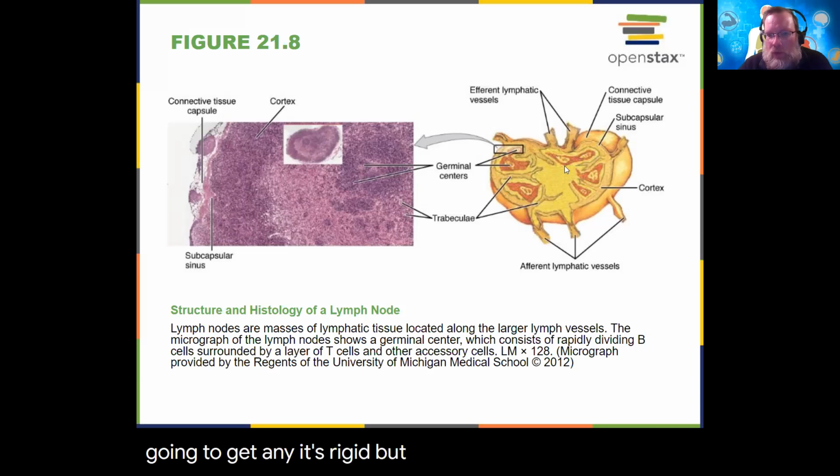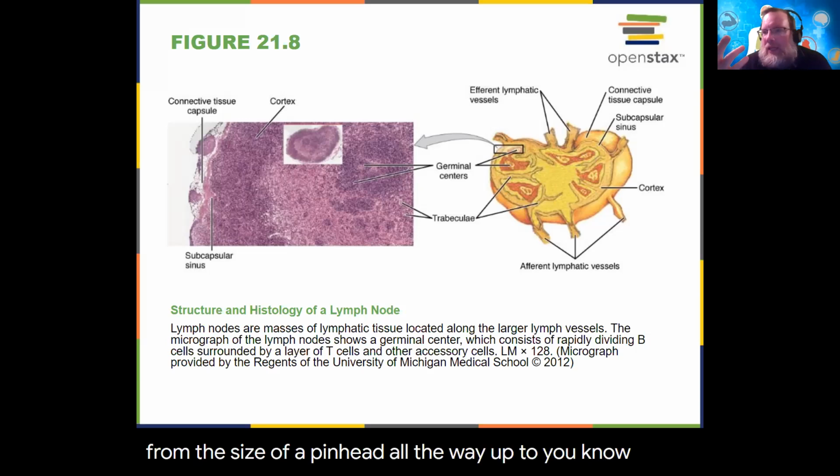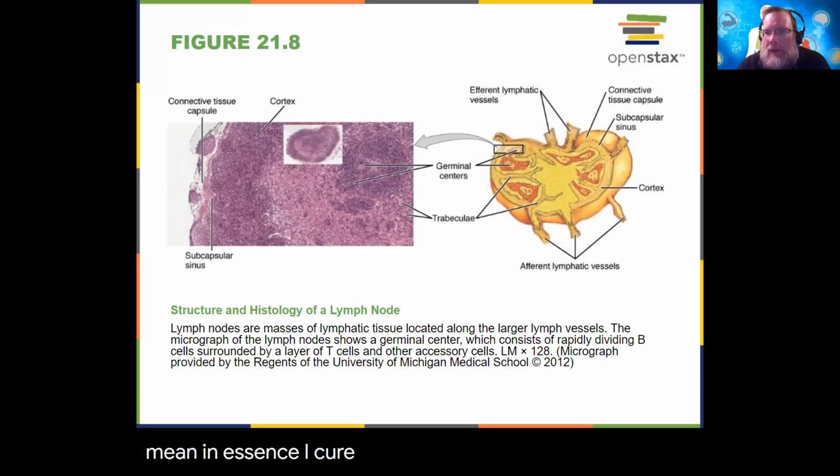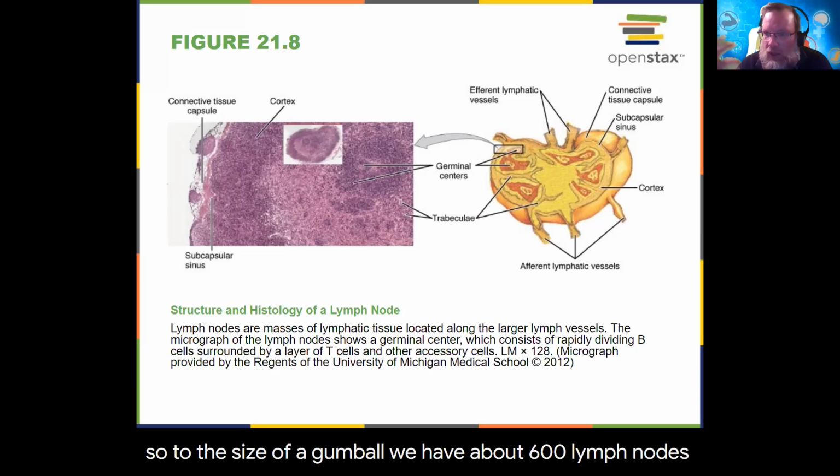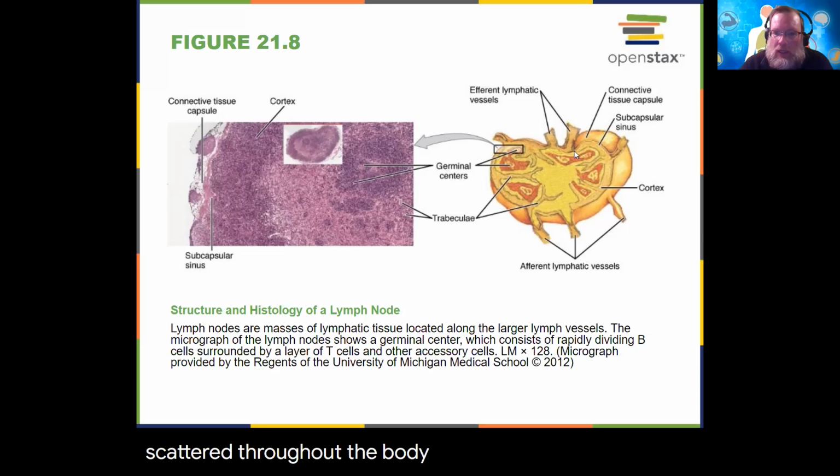But lymph nodes range in size from the size of a pinhead all the way up to, in essence, your tonsils, which are large lymph nodes, so the size of a gumball. You have about 600 lymph nodes scattered throughout the body, roughly 600. And again, we see them concentrated in the armpits and groin and breast area. We also find them in the throat and in the abdomen.